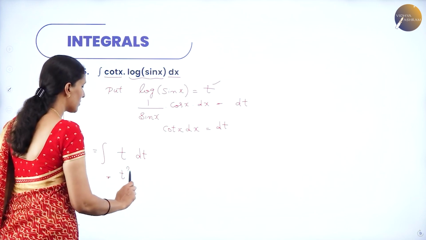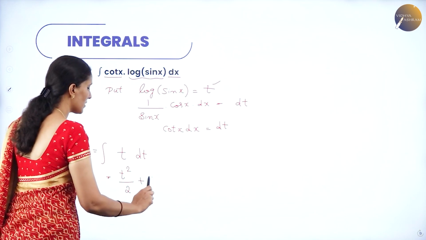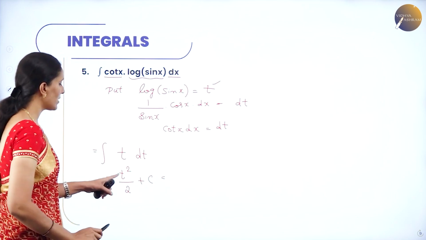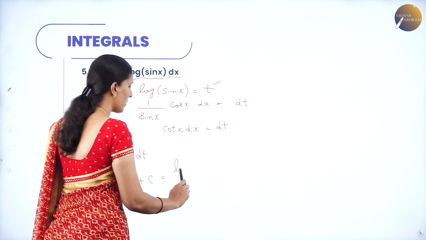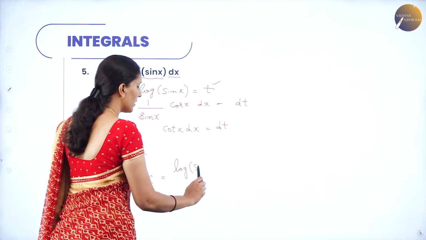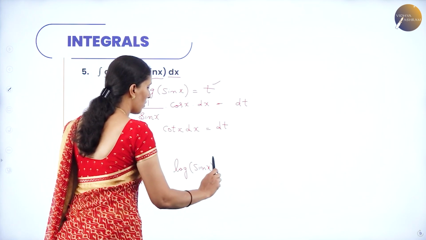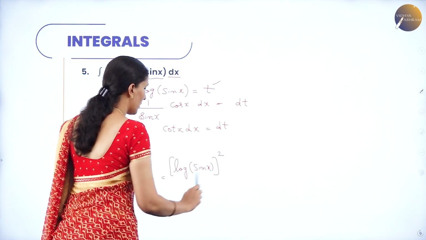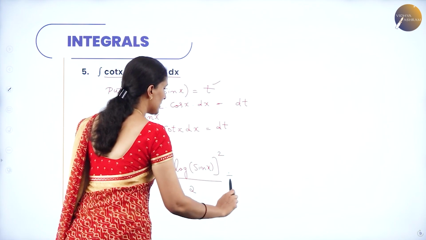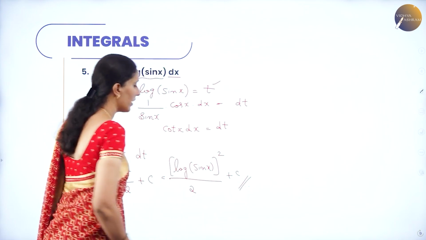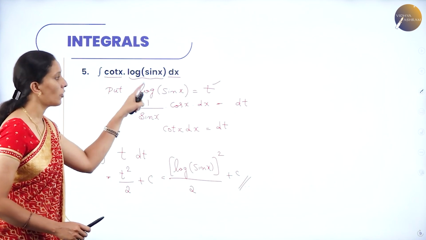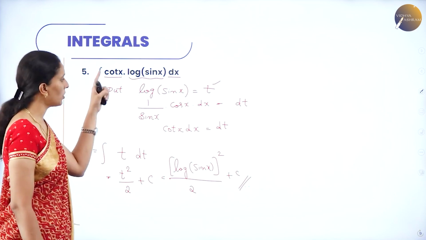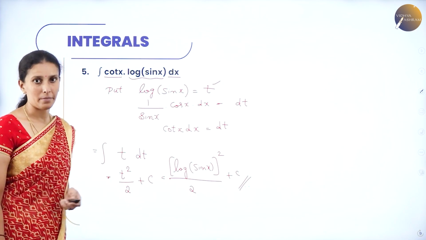Now, what is integral of t with respect to dt? It is t square divided by 2 plus c. What is the value of t? We have taken log sin x. So, therefore, this can be written as log of sin x whole square divided by 2 plus c. So, this is the integral value of the given function. Here, making use of substitution, we substituted log sin x as some other parameter.